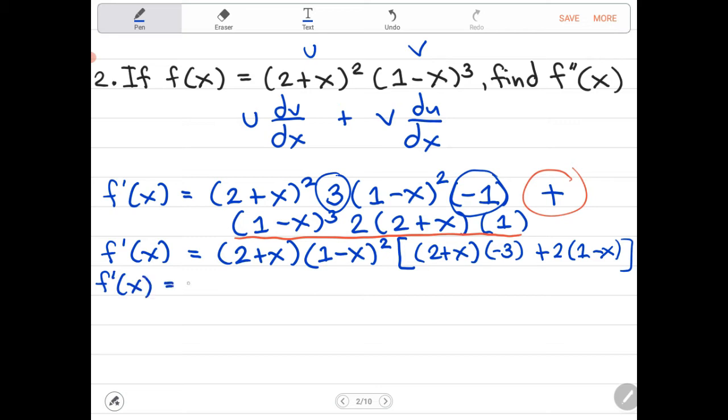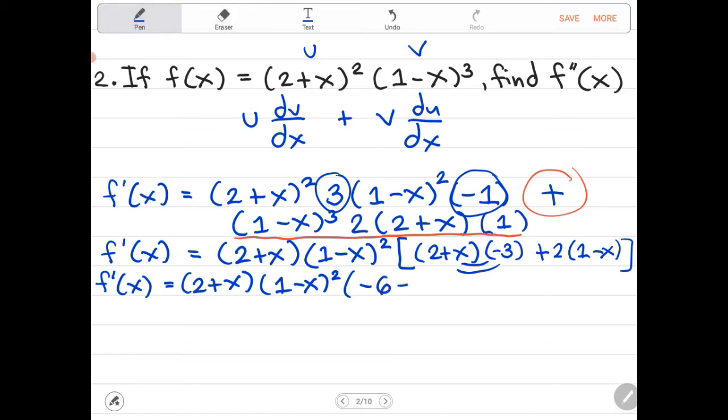First derivative of f of x is equal to 2 plus x, and we have 1 minus x squared. Distribute the negative 3 here. That is negative 6.